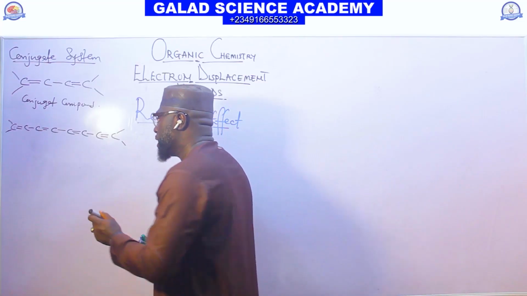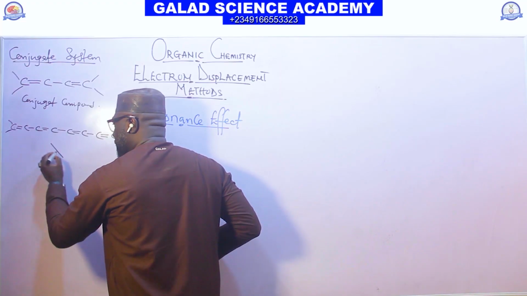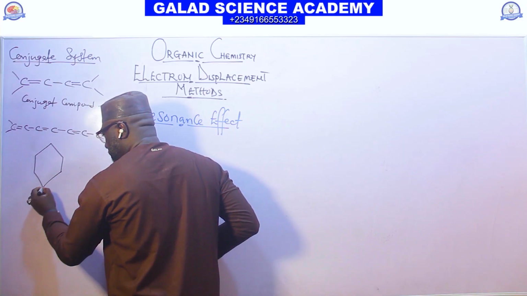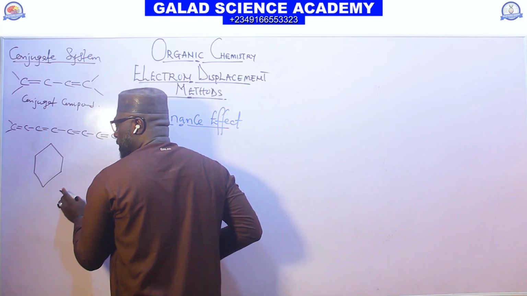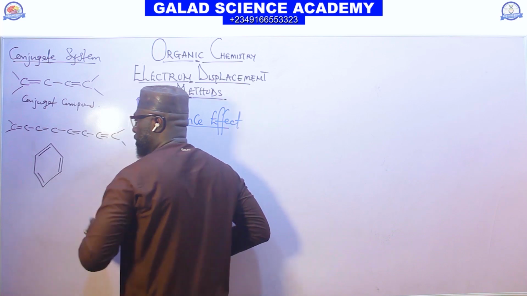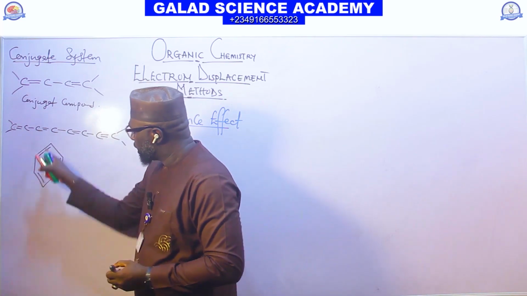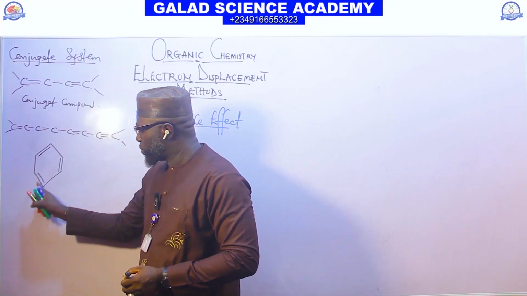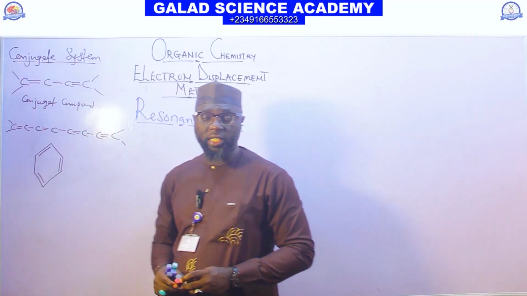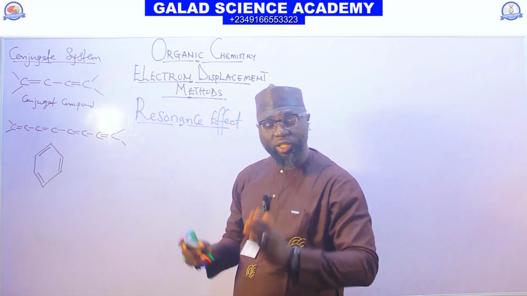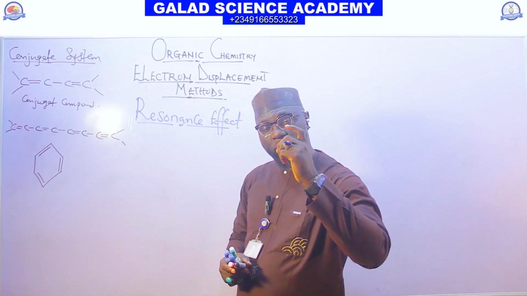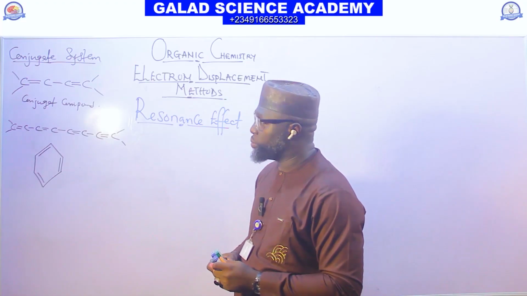Take this cyclic compound, this benzene. Here we have double bond, single bond, double bond, single bond, double bond, single bond. This benzene is also a conjugate system compound, because there is alternation between the double bond and a single bond.